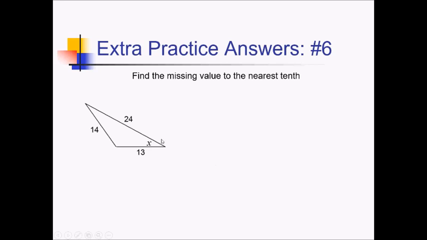To find the missing angle on this problem, since I know all three sides of the triangle, I can use the law of cosines. So I've got cosine of c equals a squared plus b squared minus c squared all over 2ab. So then I've got cosine of x, because that's the angle I'm looking for, big fraction, and then I'm going to pick out my c value first.